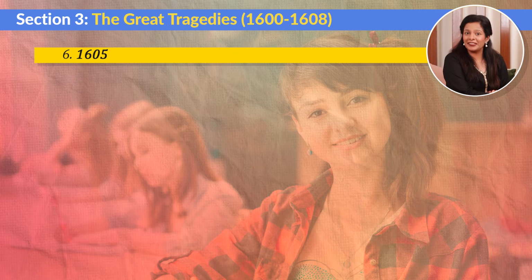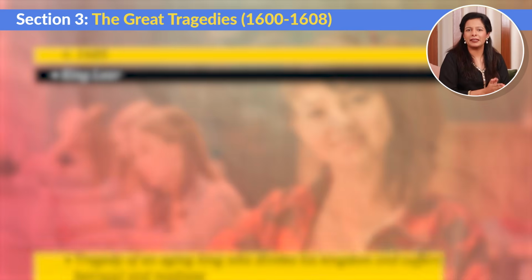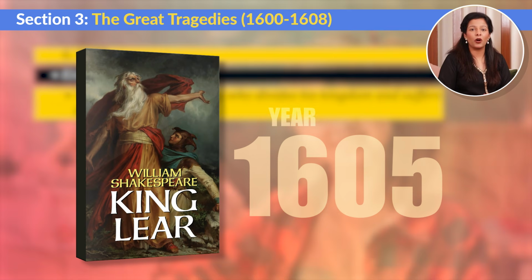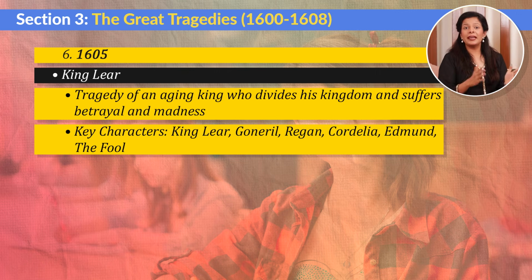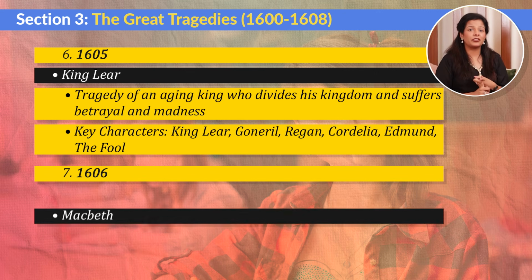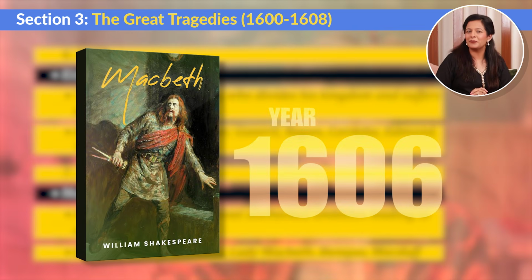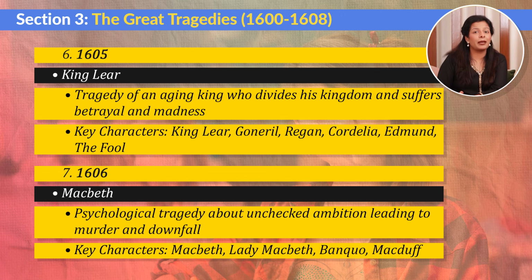After that, in 1605, we have King Lear, one of Shakespeare's greatest tragedies. It tells the heartbreaking story of an aging king who divides his kingdom among his three daughters, leading to betrayal and chaos. Key characters include Lear, his daughters Goneril, Regan, and Cordelia, Edmund, and the Fool. Immediately after, in 1606, Shakespeare wrote Macbeth, another masterpiece that explores how unchecked ambition drives Macbeth and Lady Macbeth into a deadly spiral of murder and guilt.